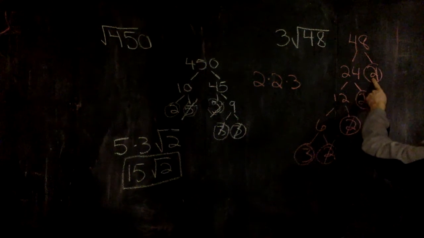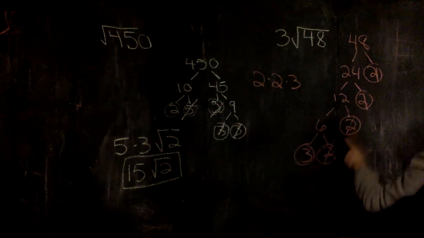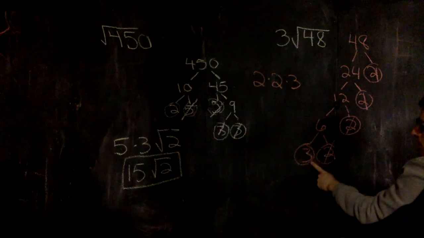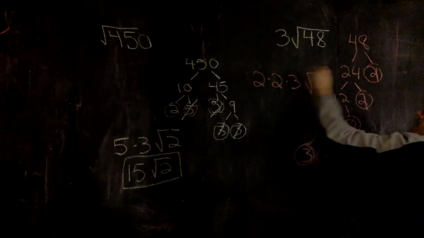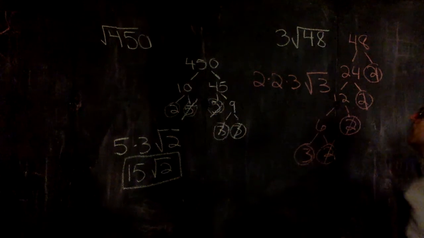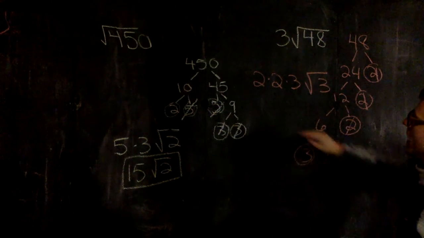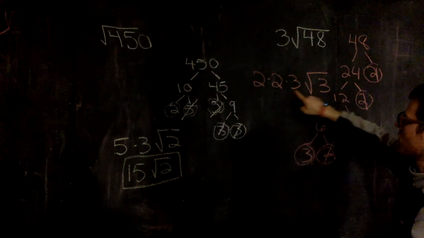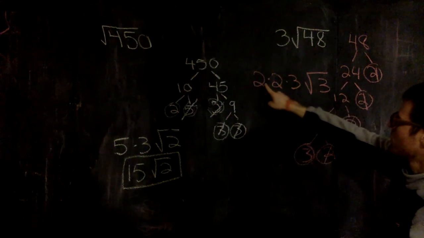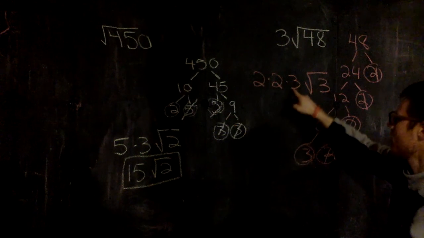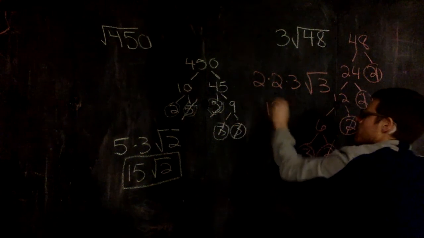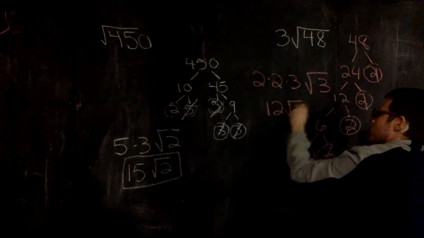Now I look back and say I used it, I used it, I used it. The only thing I couldn't use was this 3, and there's no pair to come out. So that's still stuck under the radical. My final answer then is just putting together these 3 factors all through multiplication. 2 times 2 is 4. 4 times 3 is 12. So I end up with 12 root 3.